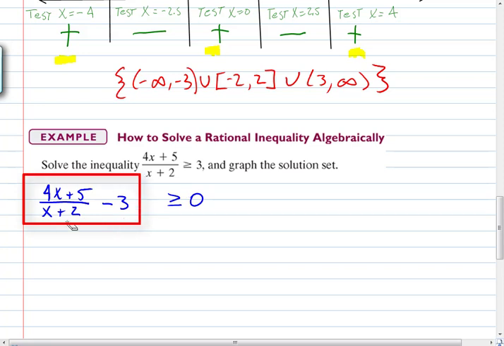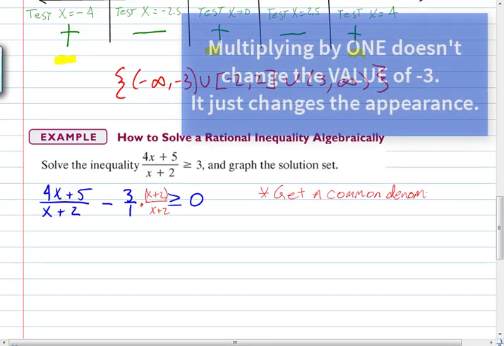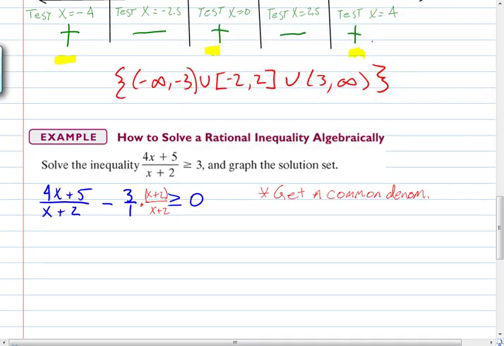But I need this to be one rational expression. So this minus 3, I'm going to write as minus 3 over 1 so that I can then come along and multiply this fraction by x plus 2 over x plus 2. And I do that to get a common denominator. And I want a common denominator so that I can combine these fractions. So that's going to then give me 4x plus 5 minus 3 times x plus 2, over x plus 2.